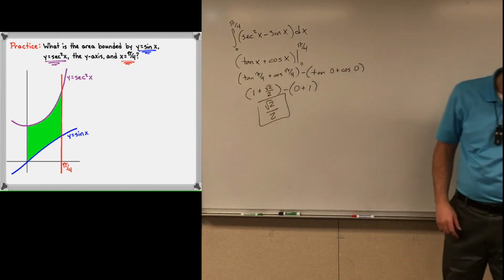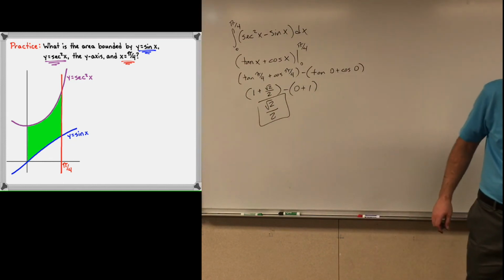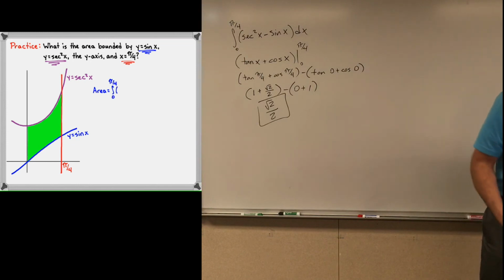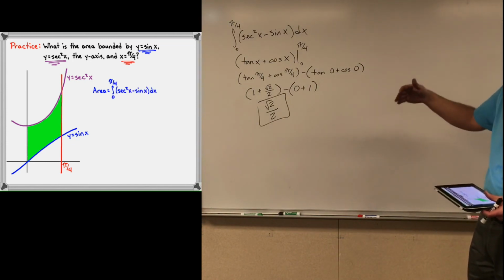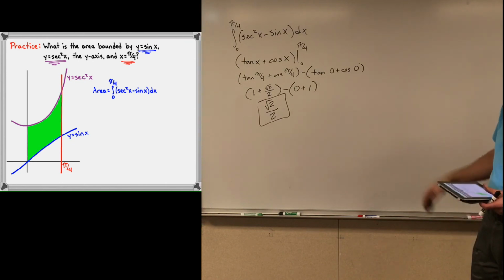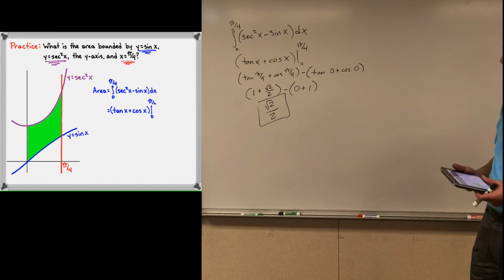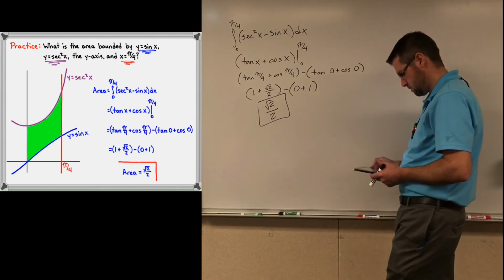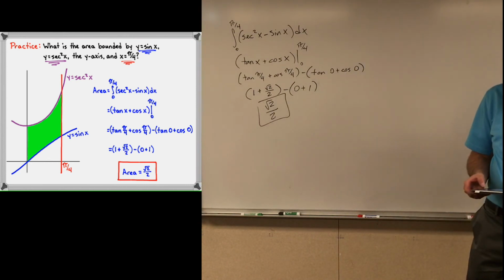Again, if you want, you can separate it. Find the area below secant squared, find the area below sine, and then subtract. It's just maybe adding a little bit more steps than you would want. All right, any questions with this? Doesn't seem too difficult, right?